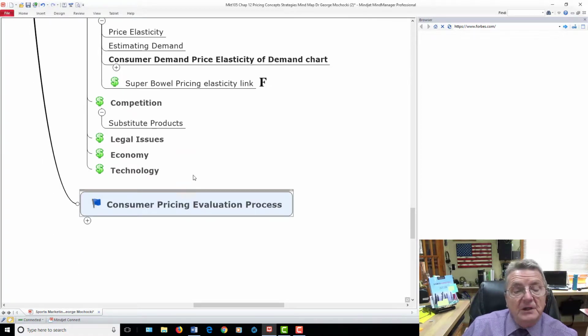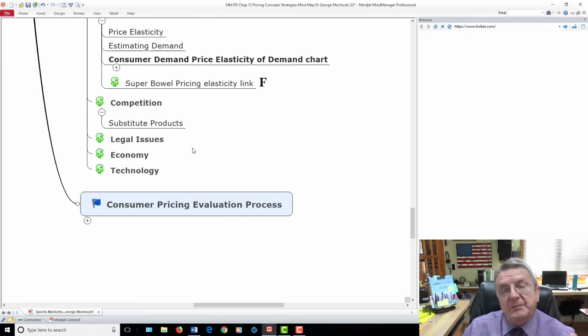Okay, now legal issues. What are legal issues? Do I have to price it so as to eliminate somebody else? Am I price fixing because I'm looking at my competitors? What's the economy doing? We talked about this. Technology is coming in there. You remember, I don't have to come to a game. I can watch it at home.